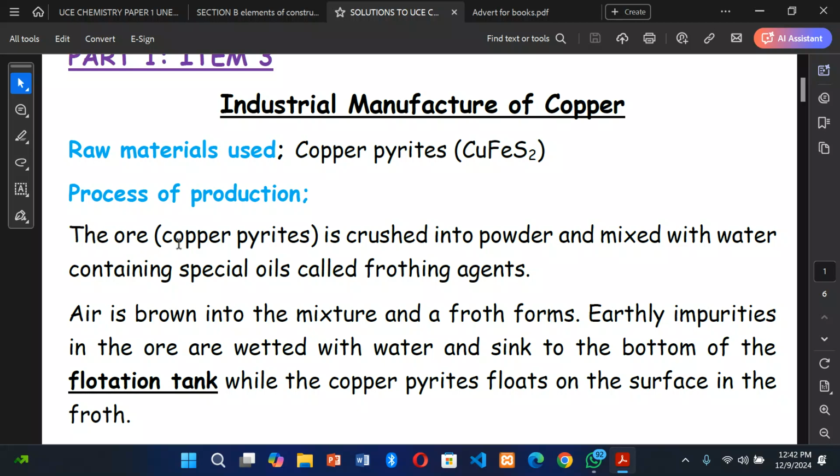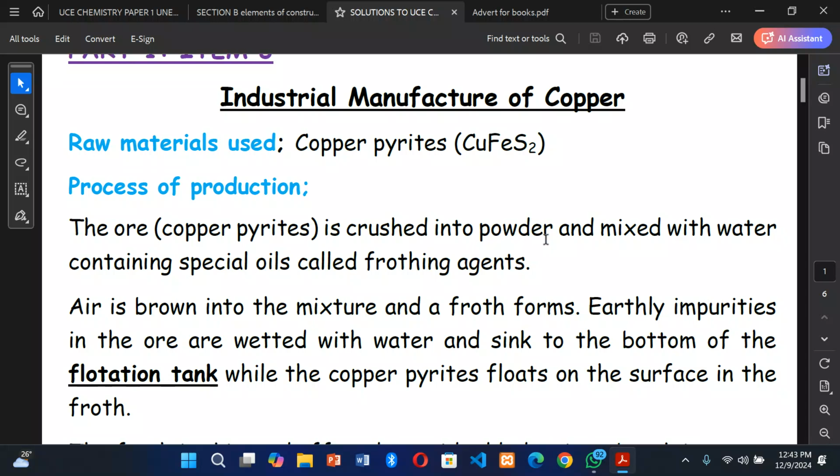So we start with the ore, which is copper pyrite, crushed into powder and mixed with water containing special oils called frothing agent. So in this case, there is a score for identifying the raw material. There is also a score for physical process because it is being crushed into powder. There is no change in the chemical composition. So this is a physical process. So there is also a mark.